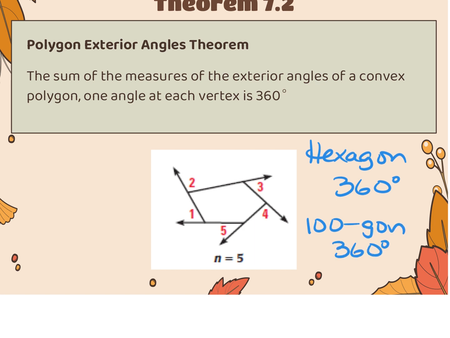So if I ask you a question on the quiz and I say, what is the sum of the measures of the exterior angles of a decagon? You're going to tell me it's 360. Okay, this is only the sum of the exterior. To find the sum of the interior, you have to use the formula. So it doesn't matter what the polygon is.